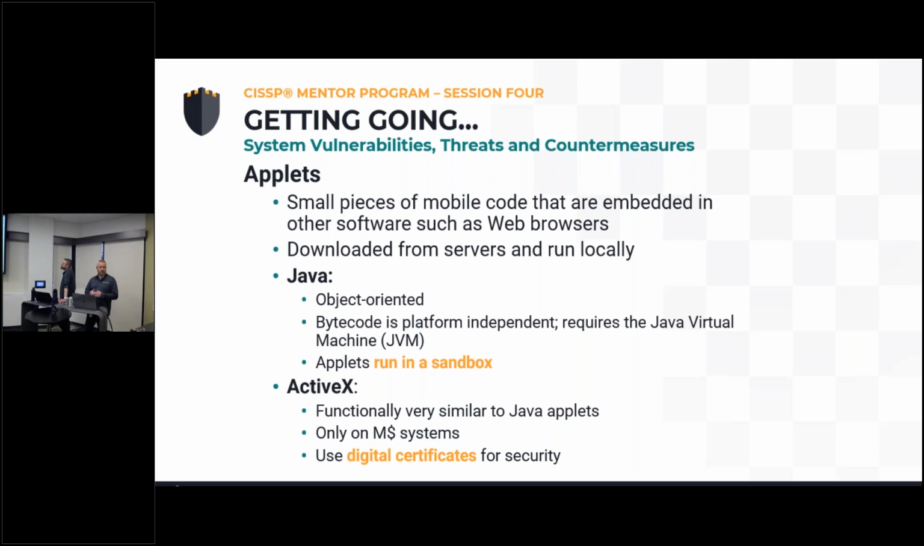ActiveX relies on a digital signature, a certificate to validate that this is actually one that's been published and vetted. Java is object-oriented, uses bytecodes, and also requires your interpreter. It's not compiled code. Applets run in a sandbox. ActiveX is similar in the way they work, but not really. They only work on Microsoft systems and rely on that certificate for validation. Both are attackable in various ways.